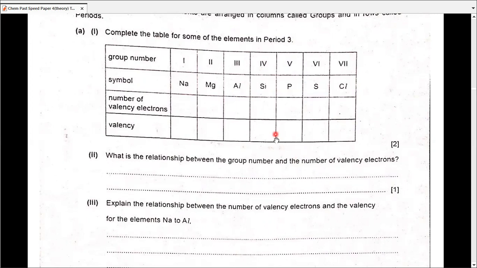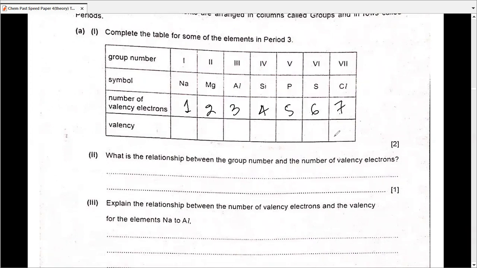Number of valence electrons would be the same as the group number. The valence electrons, this is pretty easy. The group number and the valence shell electron numbers are the same. So, yeah, that's very good, right? Easy enough.